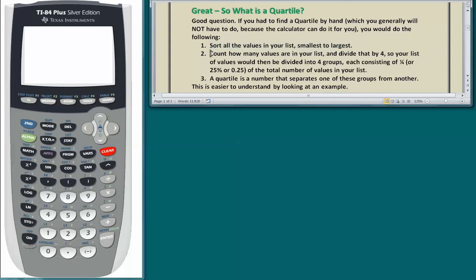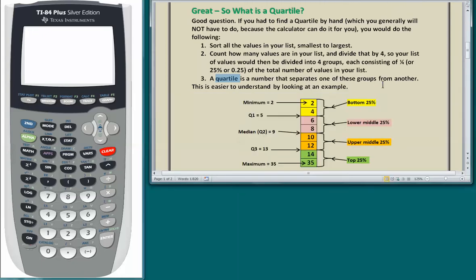Then you would count how many values are in your list and divide that by 4. So that means your list of values would then be divided into 4 groups, each consisting of 1/4 or 25% or 0.25 of the total number of values in your list. And then a quartile is a number that separates one of these groups from another. This is easier to understand by looking at an example.